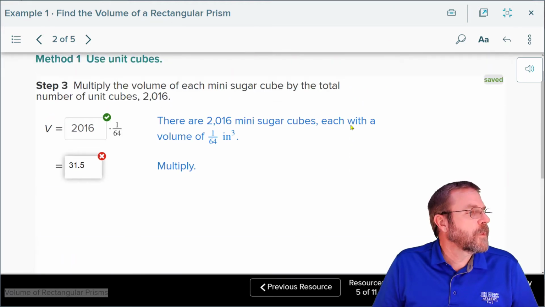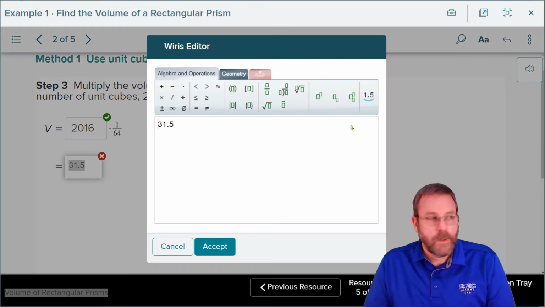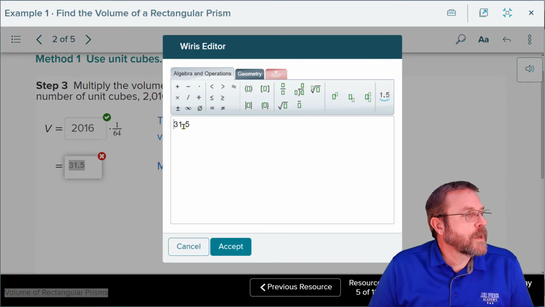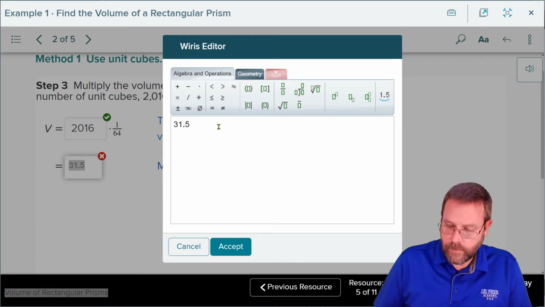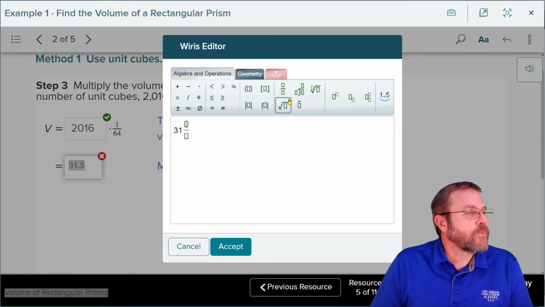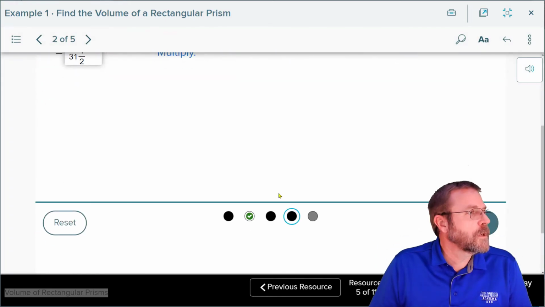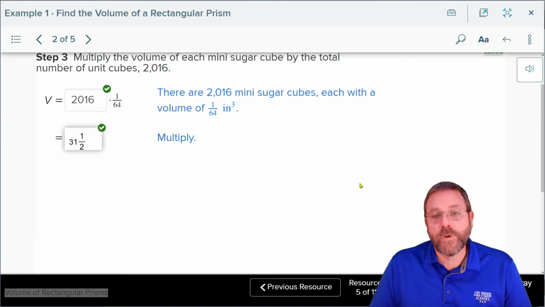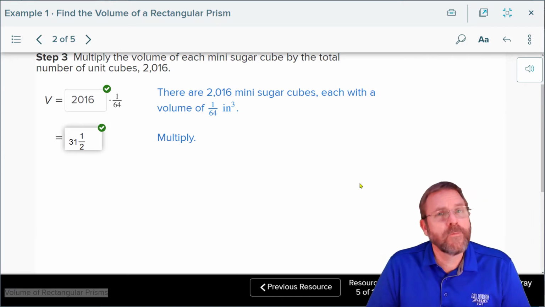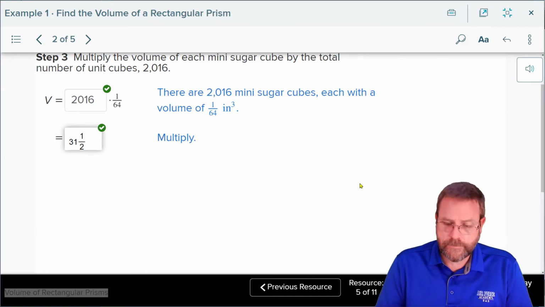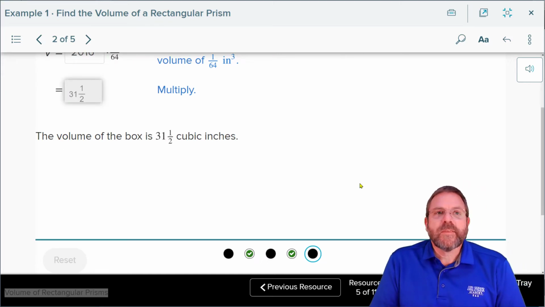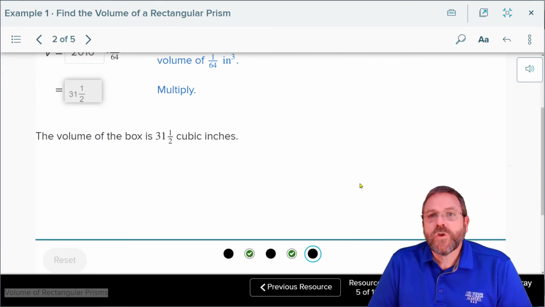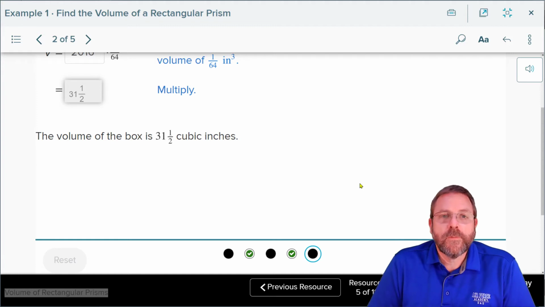Check that, and it's not right. Let's see if they want it written as a fraction instead. So I'm going to take that 31.5 and change it to a fraction, 31 and 1 over 2. Accept and check. And say check again. And now it checks. 31.5, 31 and a half. They're both going to be the same answer. Either way, it's going to take 31.5 cubic inches of sugar to fill that box.